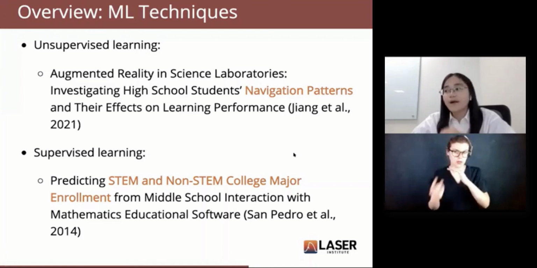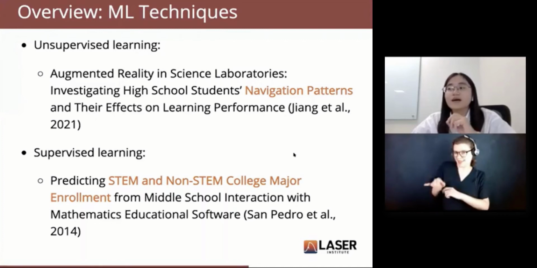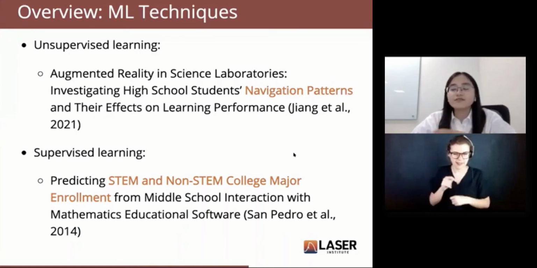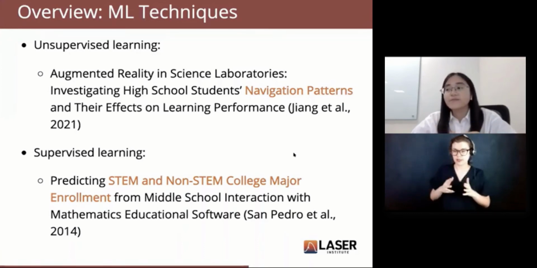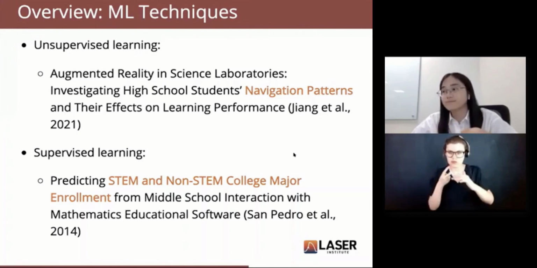For example, Sampedro and colleagues used logistic regression to predict students' STEM and non-STEM college major enrollment with log data of students' processes or using assessments. It's a MOOC education technology. And the data is labeled as whether students chose a STEM major or not. And this paper shows that a combination of features of student engagement and student success in assessments can distinguish whether a student will take a STEM major or not. And later, we will replicate the experiment in this paper to build a logistic regression model to predict whether a student will choose a STEM major or not.